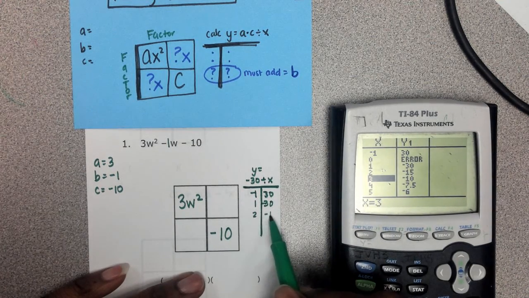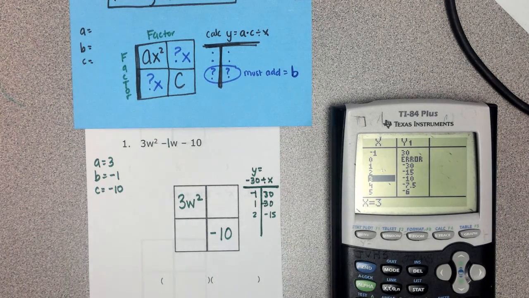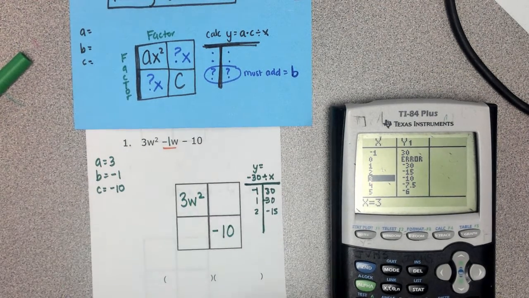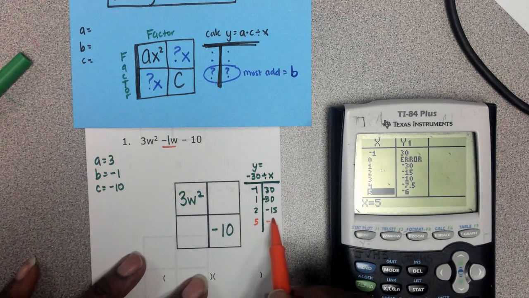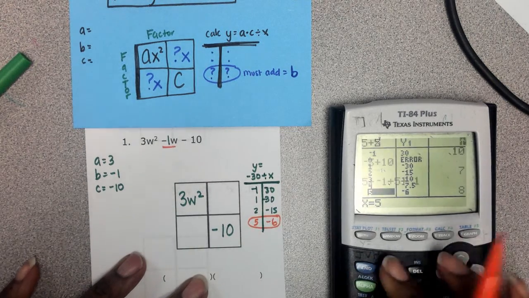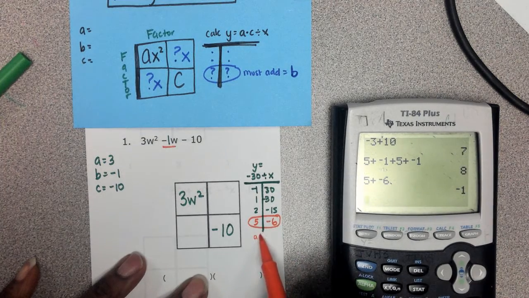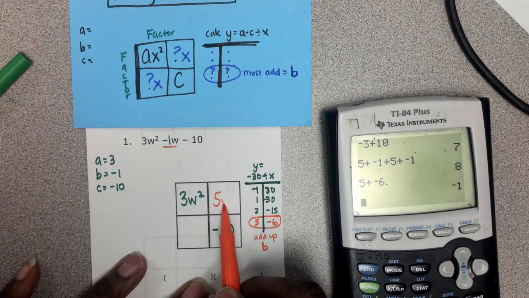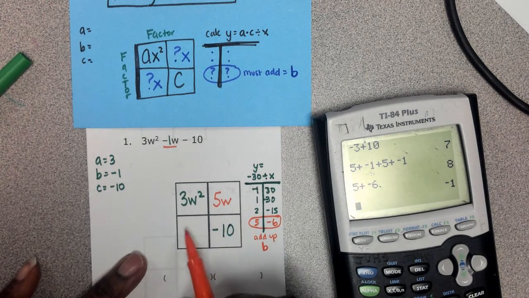Same thing, 2 and -15, that also equals -30. But remember, I'm looking for just that one pair that adds up to a -1. It must add up to the B value. So if you keep going, I'm going to get 5 and -6. And I'm going to double check, 5 plus -6. Yes, it must add up to the B value, and that's the pair that I'm putting here with my variable, either X or in this case a W.